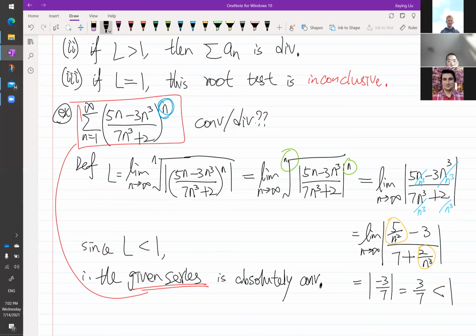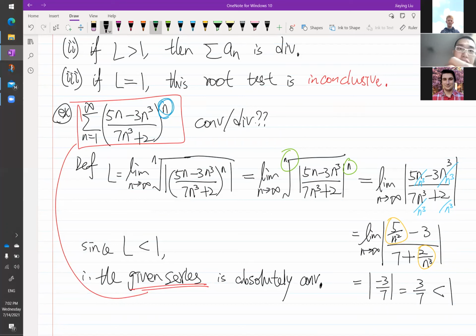So that's how we use this root test. It works really well for this specific type of questions. What's the difference between the first and second step? I only really see like the parentheses dropped.